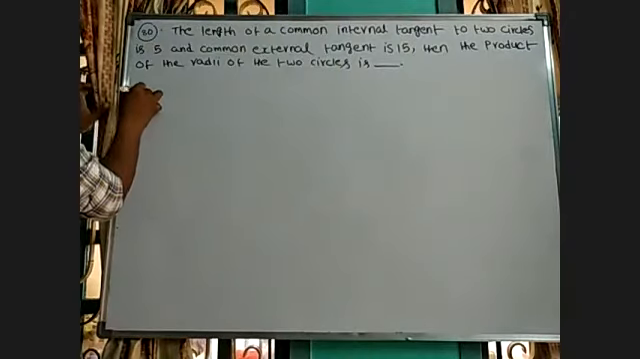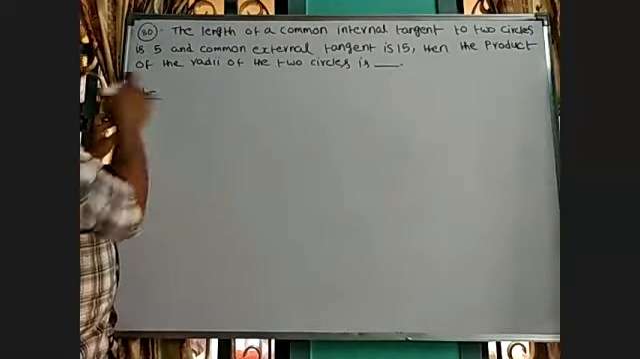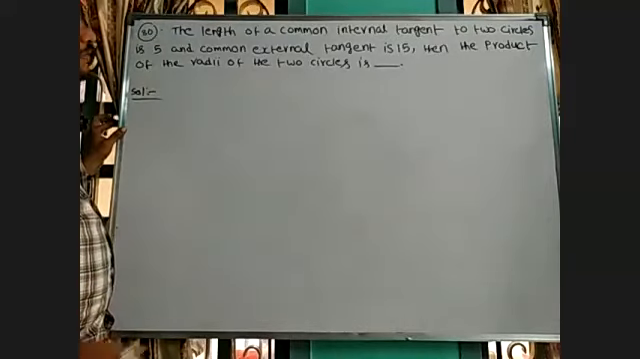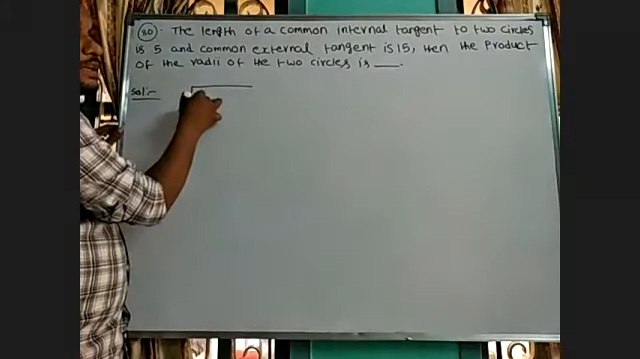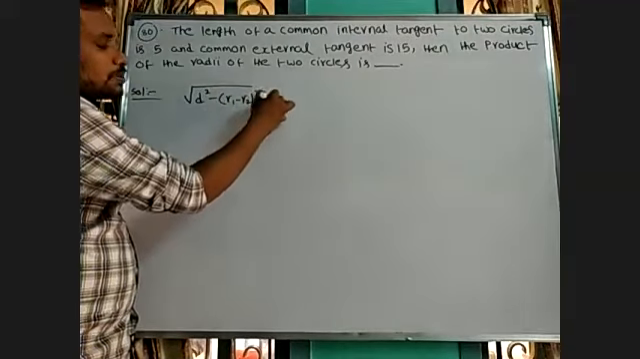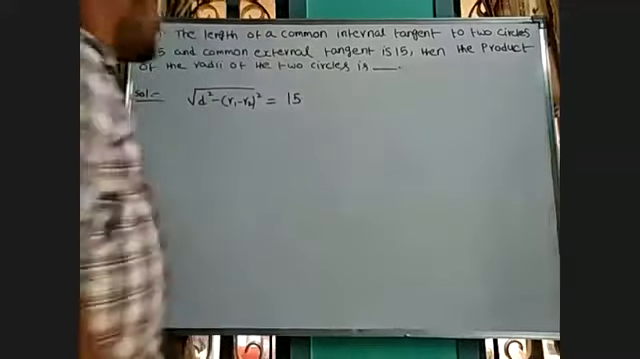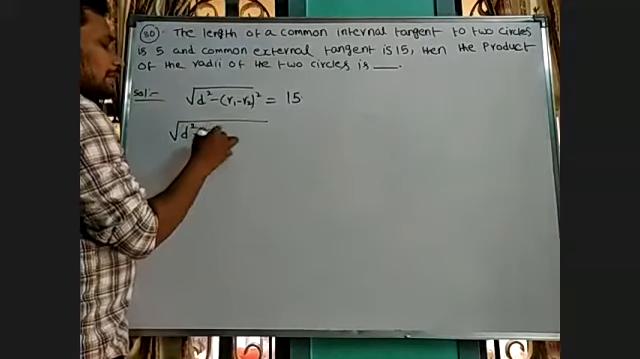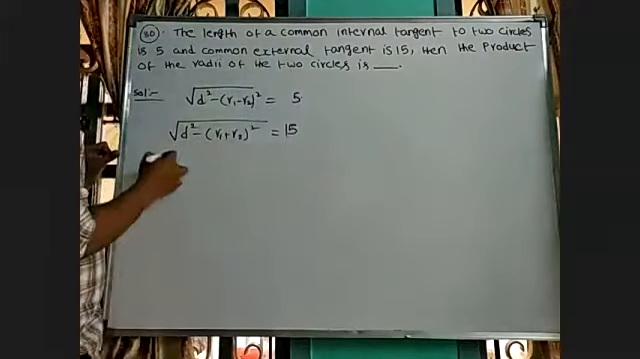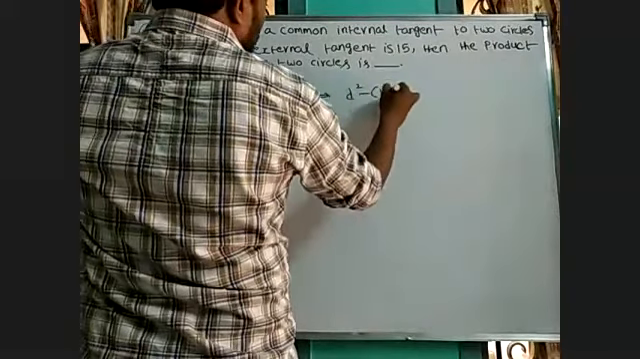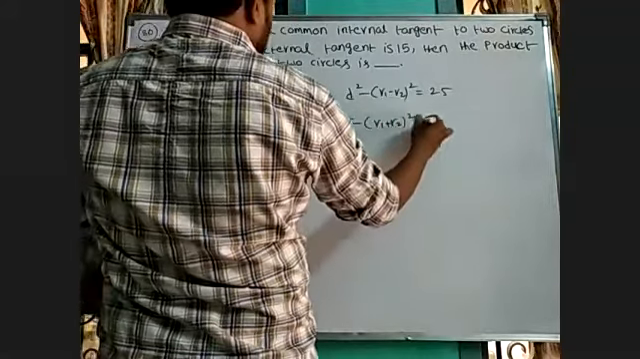The length of the common internal tangent to two circles is 5 and the common external tangent is 15. The length of the internal common tangent is root of d square minus (r1 plus r2) whole square, which is 5, and the external is root of d square minus (r1 minus r2) whole square, which is 15. If we square them, d square minus (r1 plus r2) whole square is 25, and d square minus (r1 minus r2) whole square is 225.